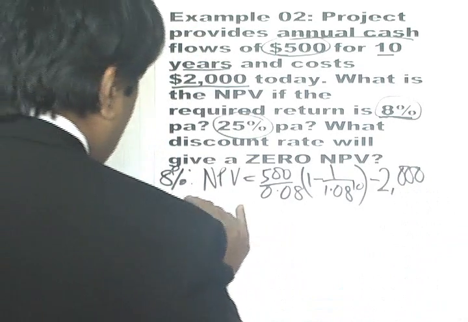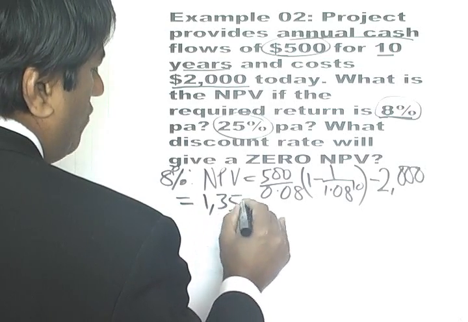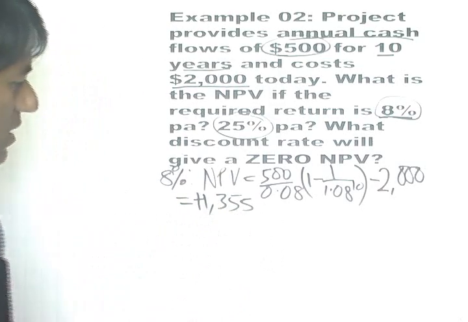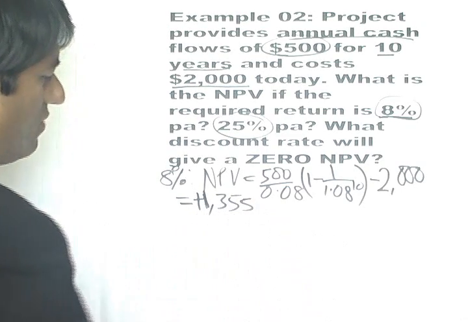And that equals 1,355. And this is positive. So this is a good project to do, 1,355.